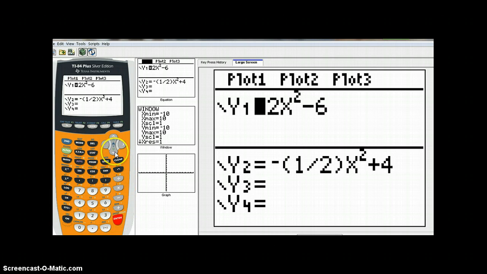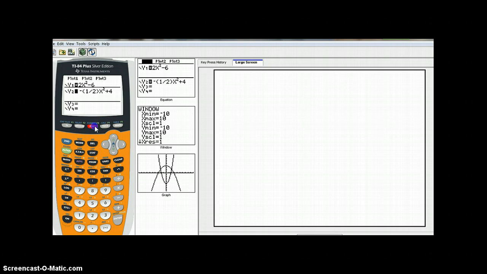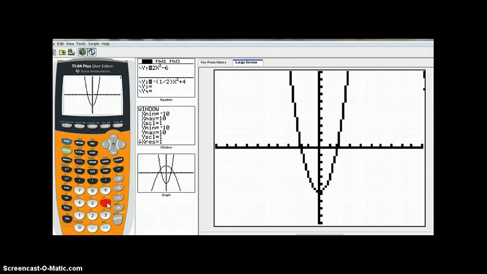The second equation we had was y equals negative 1/2 x squared plus 4. I'll turn that on. So what you want to do now is graph both of these. Let me put those in our standard viewing window. So let's go zoom 6 into our standard viewing window. And here's our first function, y equals 2x squared minus 6. Here's our second one, y equals negative a half x squared plus 4.